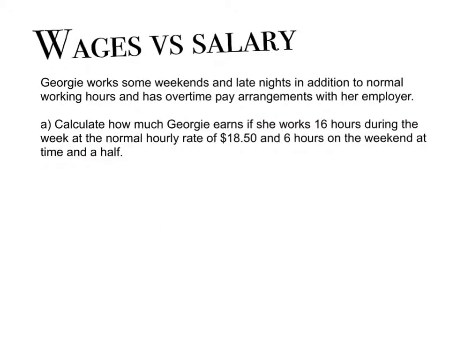So let's have a look at this. Georgie works some weekends and late nights in addition to her normal hours, and she has overtime pay arrangements with her employer. Calculate how much Georgie earns if she works 16 hours during the week at the normal rate and 6 hours on the weekend at time and a half. Her normal rate is $18.50. She works 16 hours during the week.